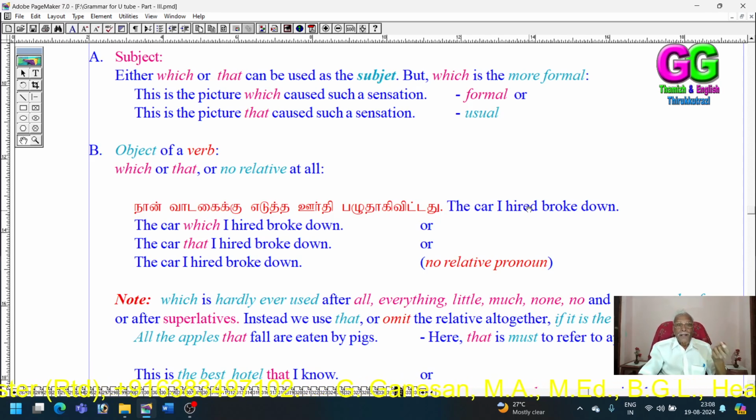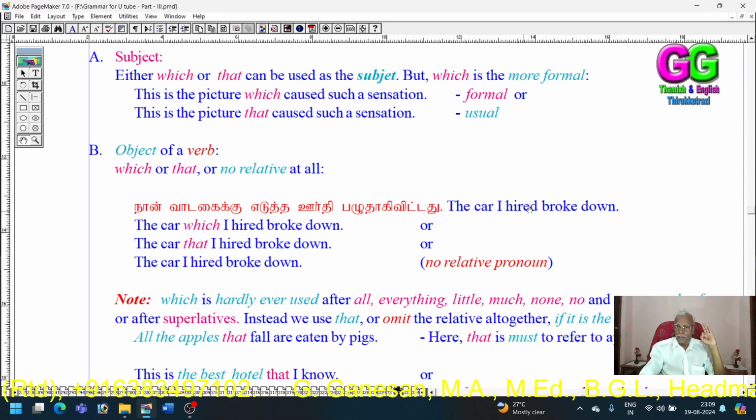This clause can be expressed in three forms. The car which I hired broke down. Or the car that I hired broke down. Or the car I hired broke down. So the car I hired broke down can be expressed in three ways, but the meaning is the same.